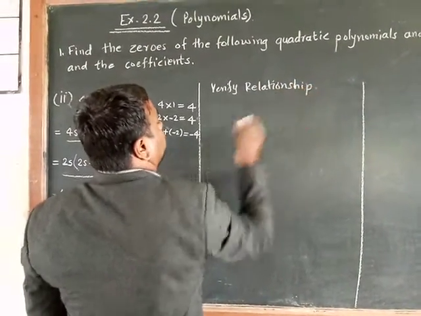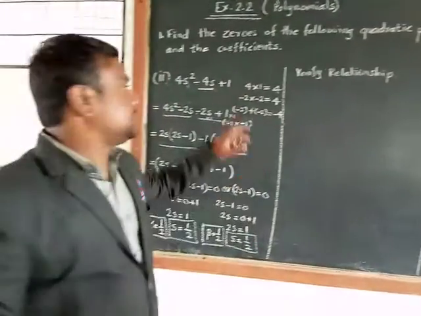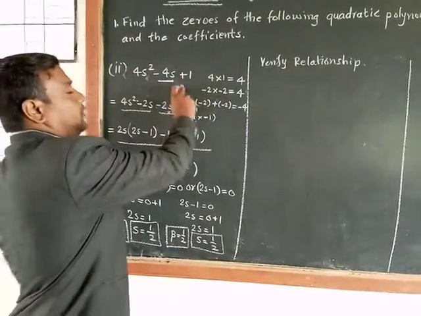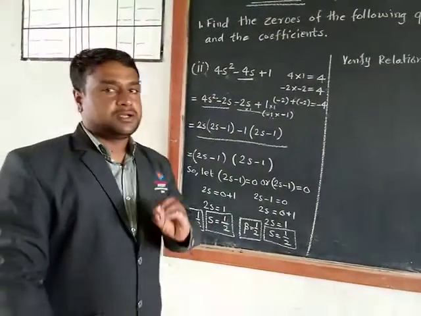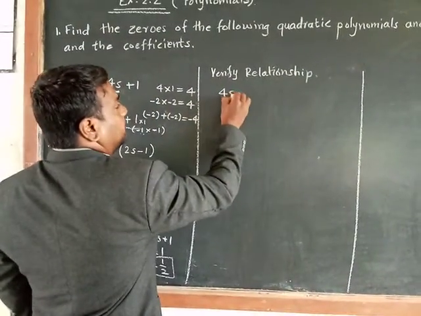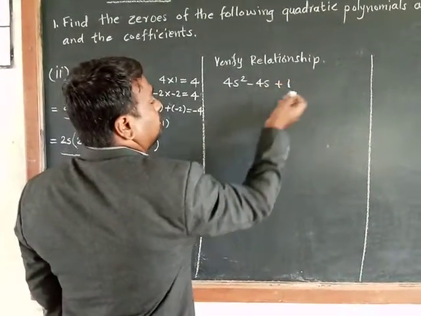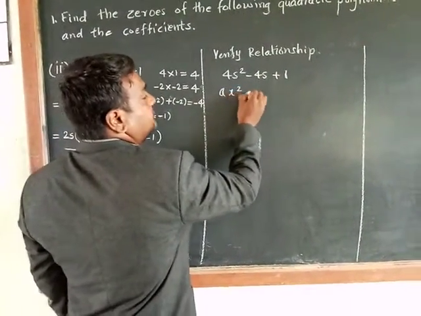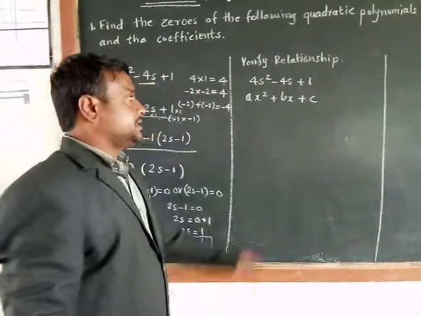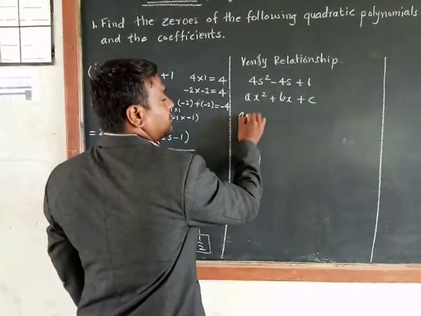So for verifying the relationship, we have to find out the coefficients of the given quadratic polynomial. Let's compare this quadratic polynomial to the standard format of a quadratic polynomial. Our quadratic polynomial is 4s² − 4s + 1, and our standard format is ax² + bx + c. Whenever we compare this quadratic polynomial to our standard format, we get the values.